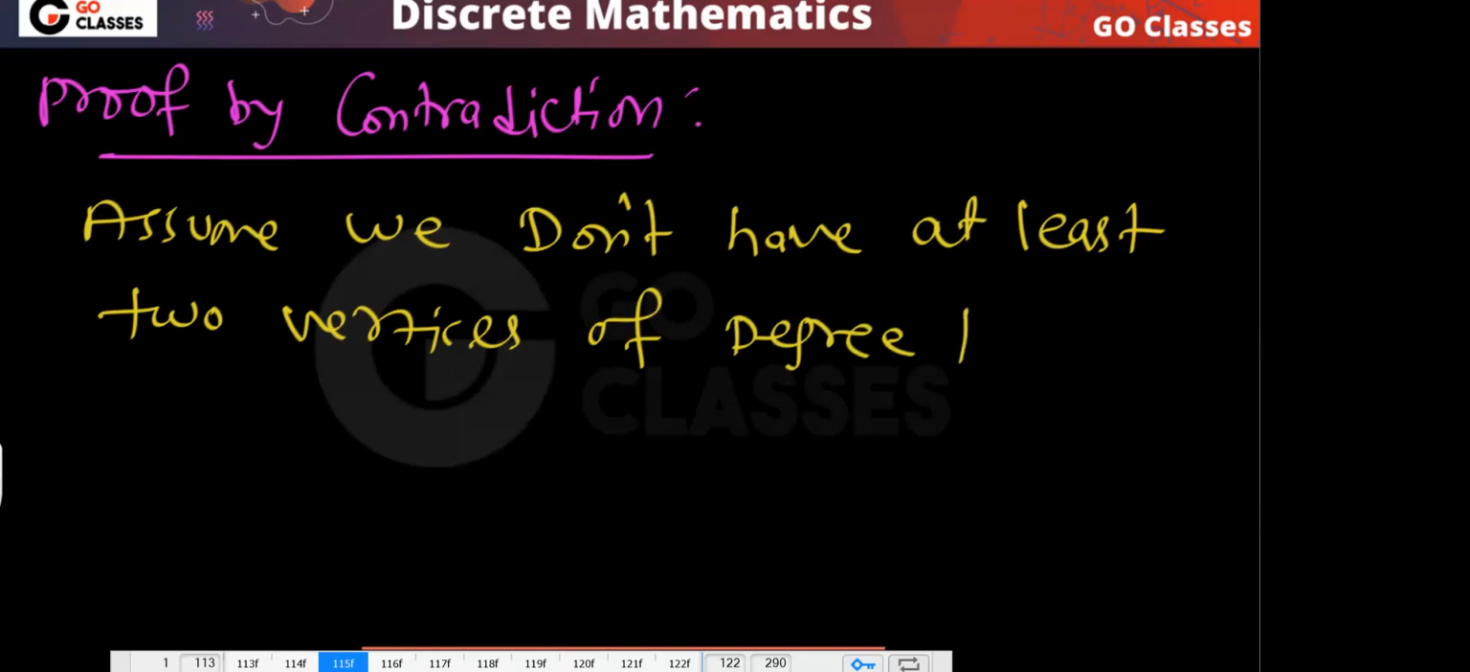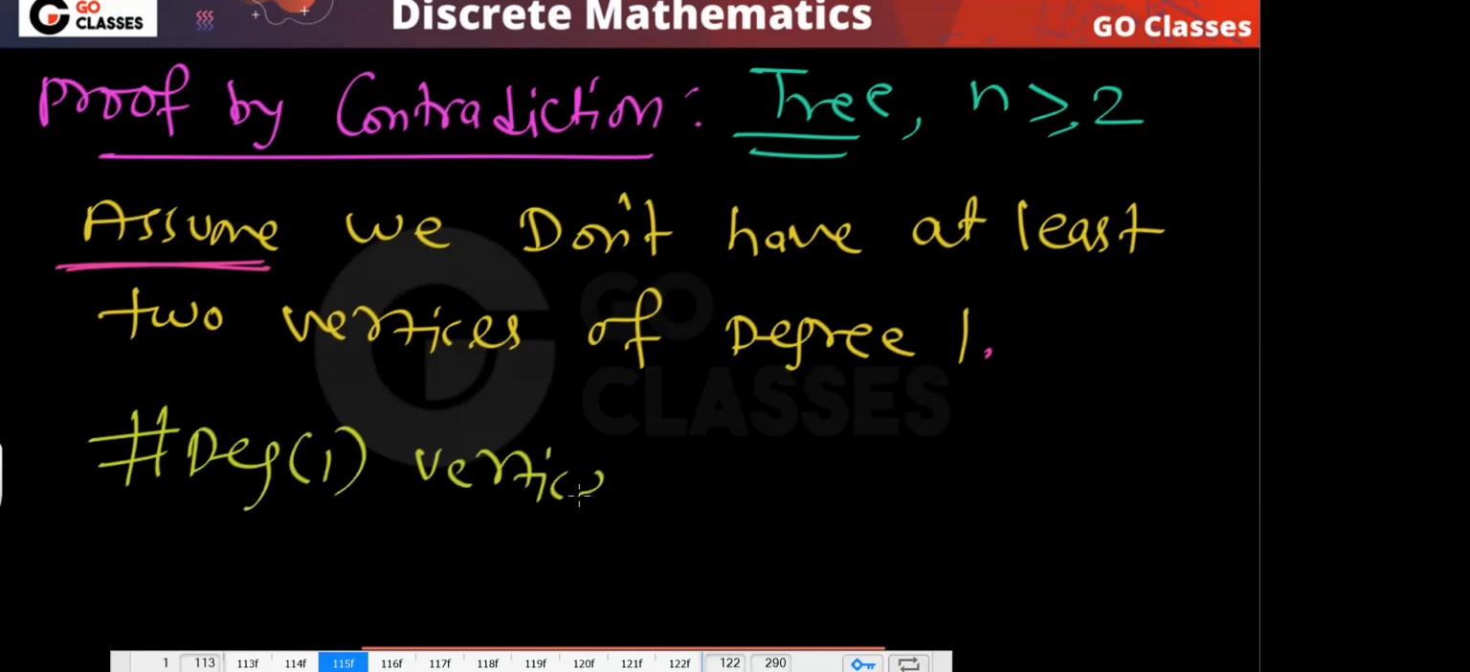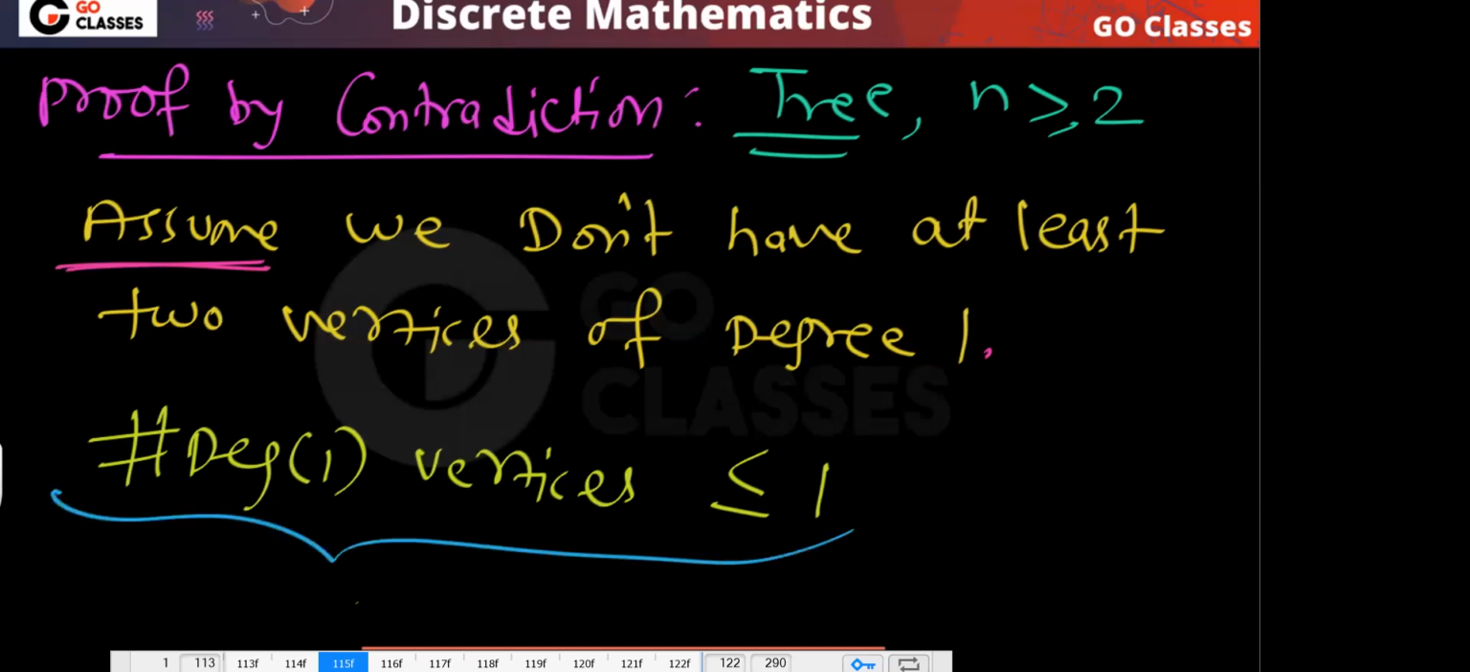So, remember you have a tree, with the number of vertices greater than or equal to 2. I'm assuming you don't have at least two vertices of degree 1. What does it mean? It means the number of degree 1 vertices is less than or equal to 1. How many vertices have degree 1? The number of degree 1 vertices is less than or equal to 1.